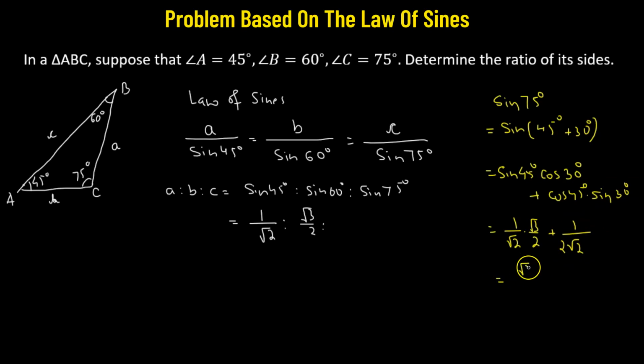So that means the value of sine 75 degrees is square root of 3 plus 1 divided by 2 times square root of 2. So we have obtained the value of sine 75 degrees. Since it's a ratio, we can multiply throughout with 2 times square root of 2. And our final result is going to be 2 is to square root of 6 is to square root of 3 plus 1. So that's the ratio of the sides of the given triangle whose angles are 45 degrees, 60 degrees, and 75 degrees.